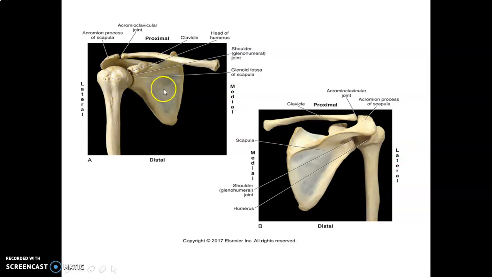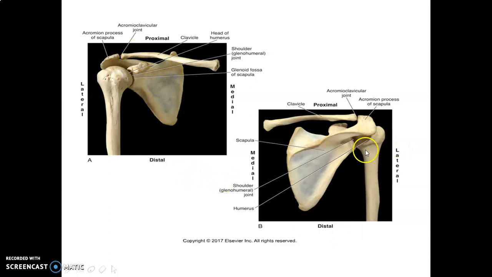This is the scapula. We can see all the processes here: the acromion process of the scapula, the clavicle, the distal end of the clavicle, and then the acromion, which forms the acromioclavicular joint. Here you can see the glenohumeral joint, the glenoid fossa, and the head of the humerus. This is an anterior view of the right shoulder joint.